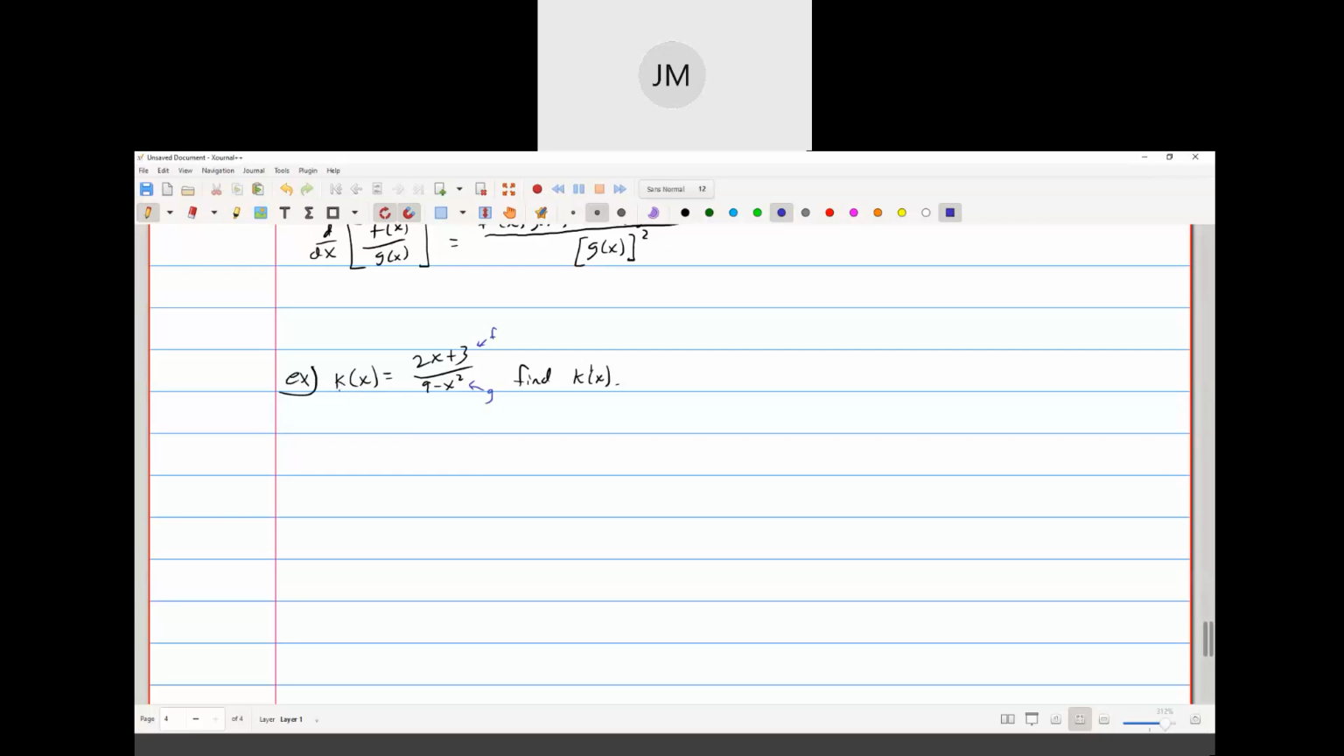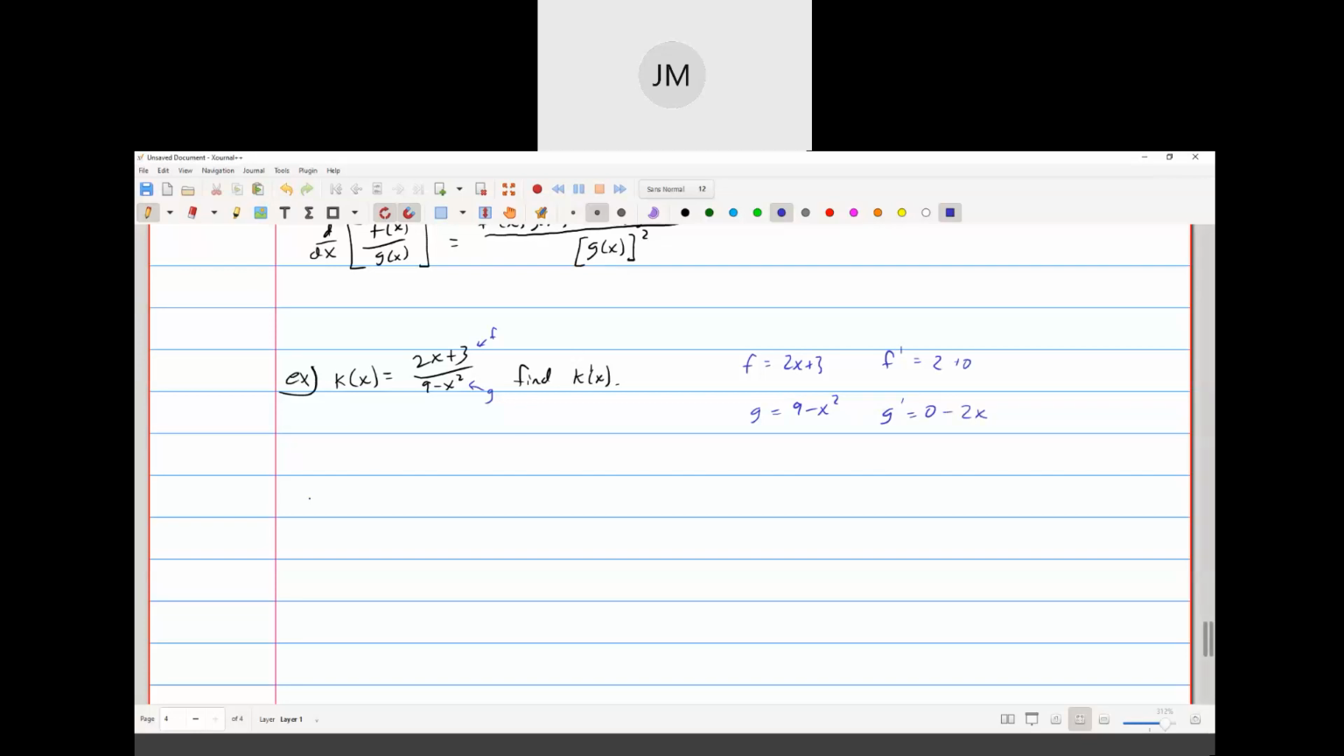Okay. So what we could do is we could say, all right, f is 2x plus 3. So then f prime, if I differentiate 2x, I get 2. If I differentiate 3, I get 0. Okay. g is 9 minus x squared. If I take g prime, the derivative of 9 is 0. The derivative of negative x squared is minus 2x.